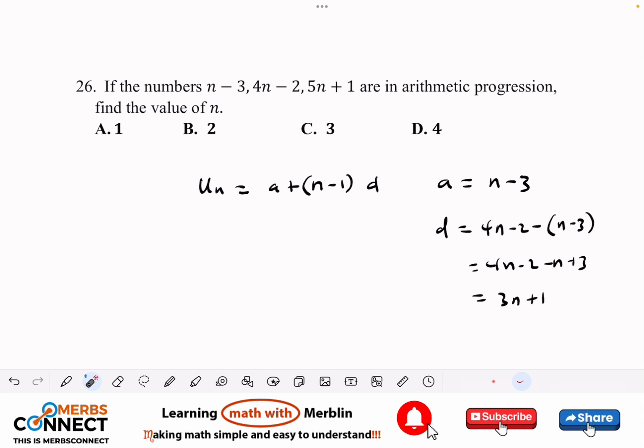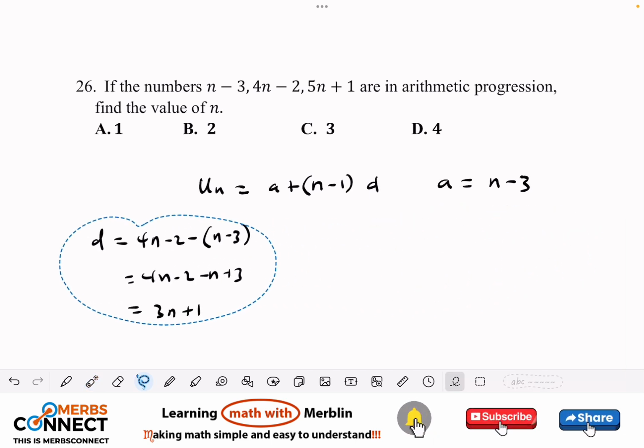So now that we know A, we know our D, we can play around it. But the way of getting this is, if we plug in this A here and this D here, it's very difficult for us to get n. So what will be the best way to do this?